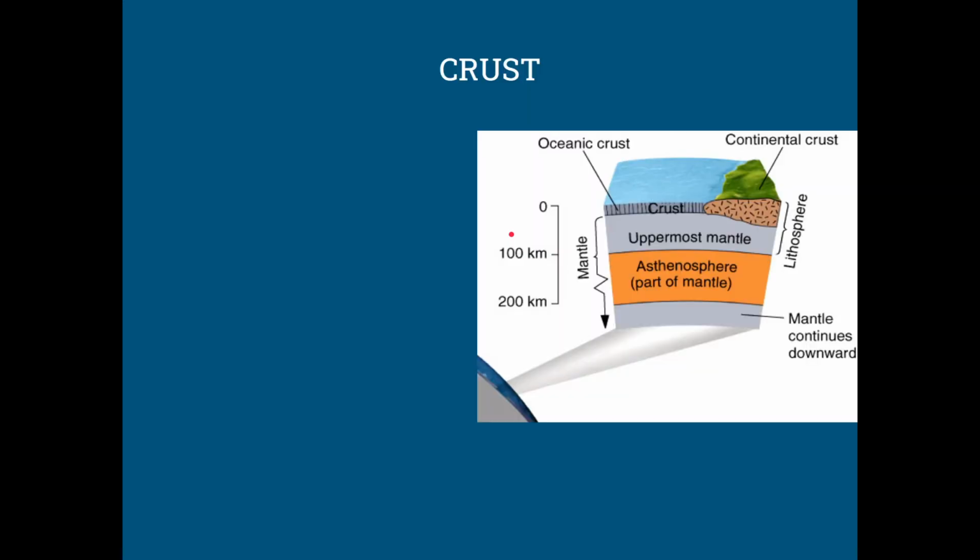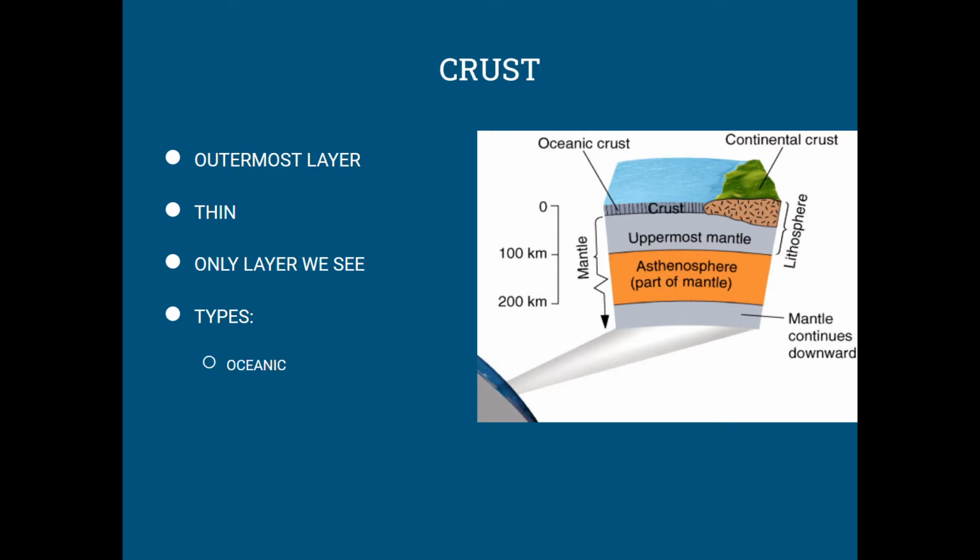So let's start with the crust. It is the outermost layer. It is thin, as I said, and it's the only layer we see, right? There's nowhere you can go on the Earth and be like, oh, look, I'm on the mantle. That doesn't exist. You're always on the crust. There are two different types of crust. There is oceanic crust, and there is continental crust. And they are different.